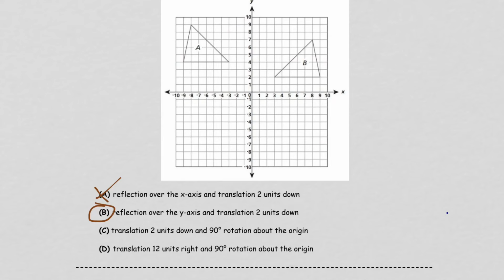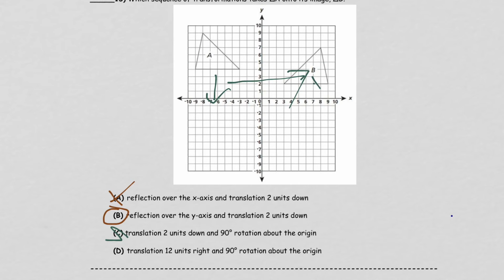So, translation 2 units down, and 90-degree rotation about the origin. No, that wouldn't work. If this were rotated 90 degrees about the origin, it wouldn't look like a reflection of itself. Different parts would be pointed in different directions, so it can't be that. Translate 12 units right and 90-degree rotation about the origin. Well, if I translate it 12 units right, it's going to end up someplace over here in the first quadrant. And a 90-degree rotation about the origin is going to bring it down to the fourth quadrant. So it can't be that one either. So I was correct when I thought that it was B.